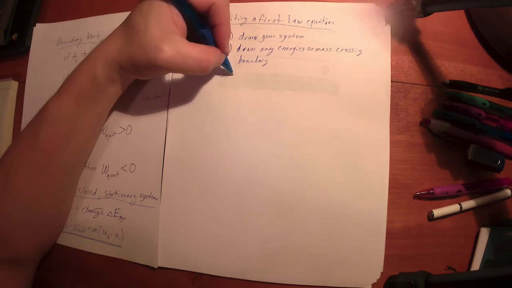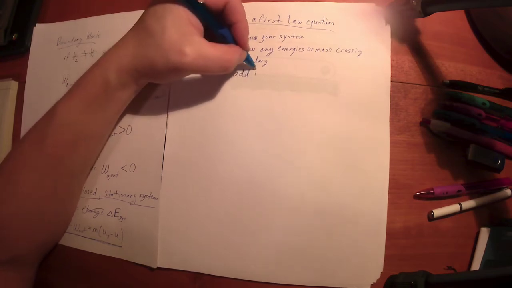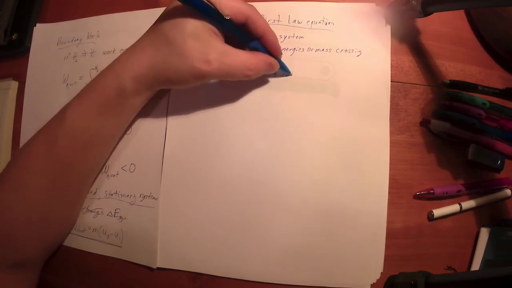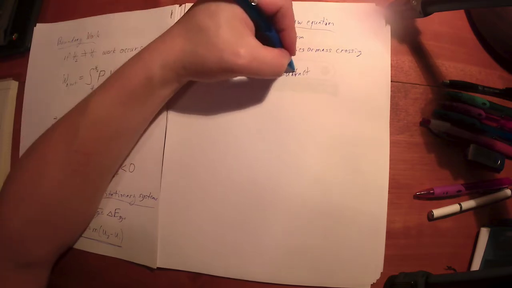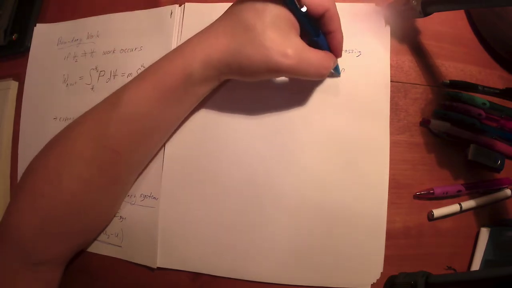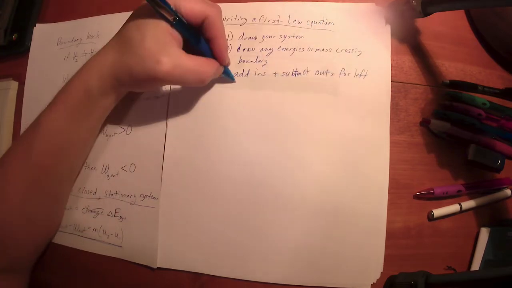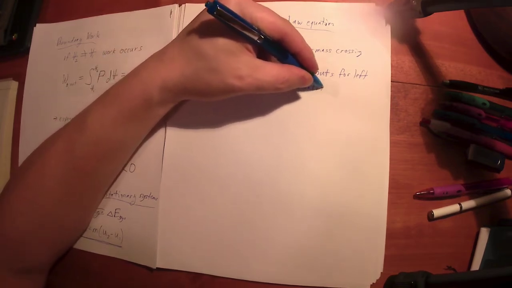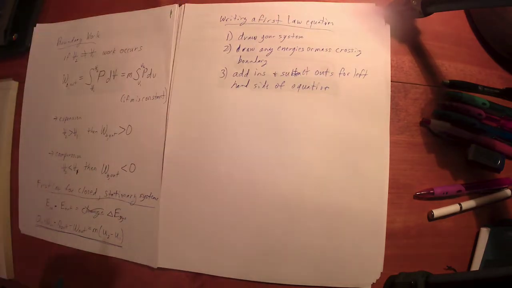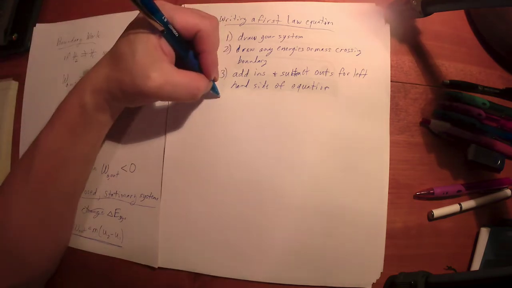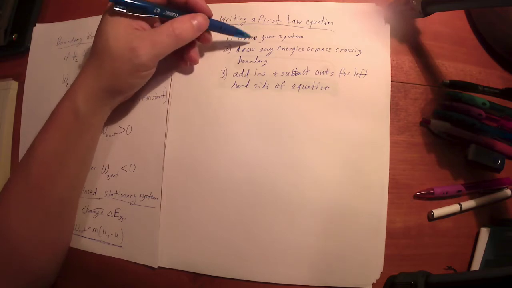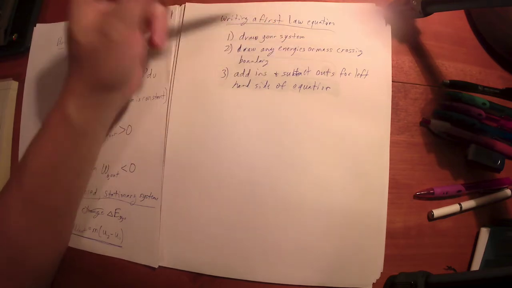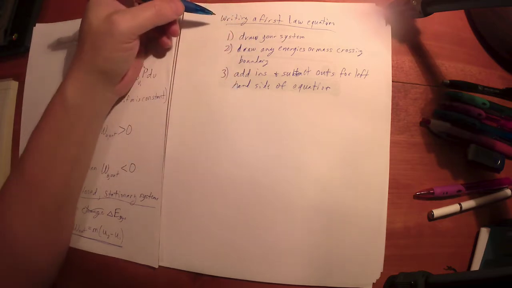Step 3: add ins and subtract outs for the left-hand side of the equation. Right? In minus out. These are the four things that you have to choose from. Right? Could have multiple works. Could only have one heat, maybe. I don't know. That's why you draw your system and you draw the energies crossing the boundary. If it's a closed system, you don't have to worry about mass. It will follow the same procedure if it's a control volume, by the way.